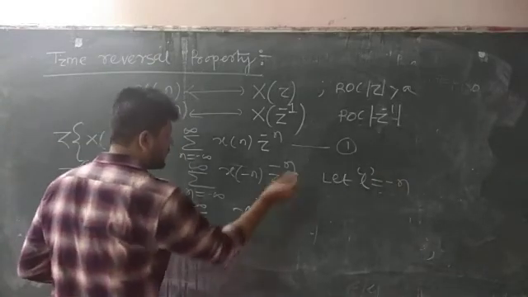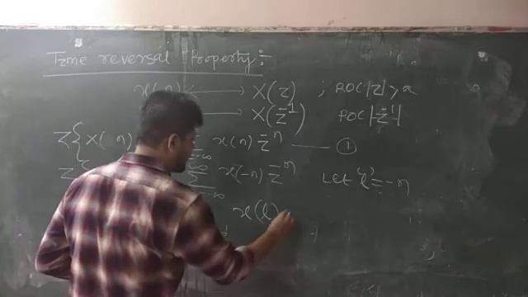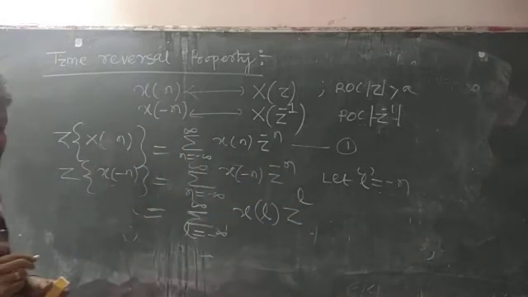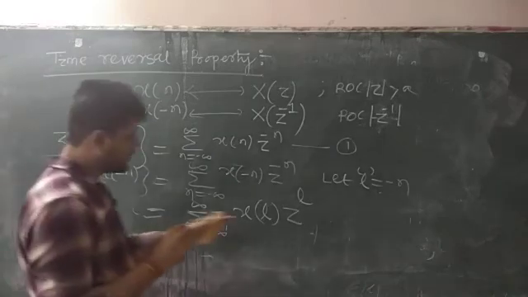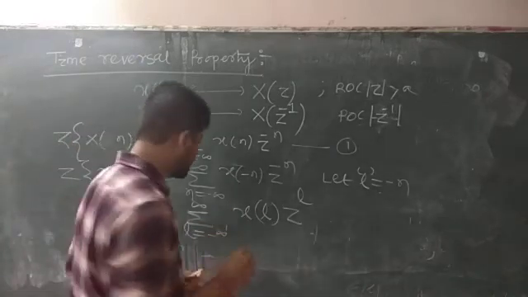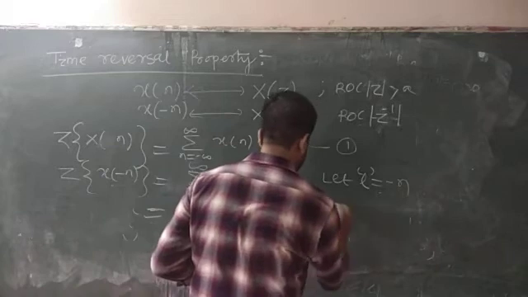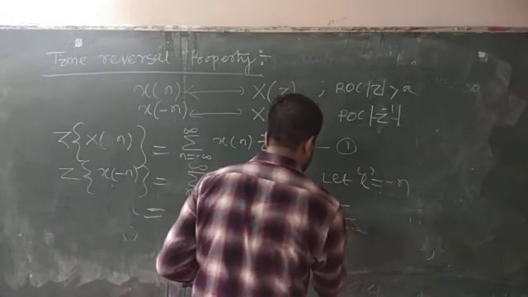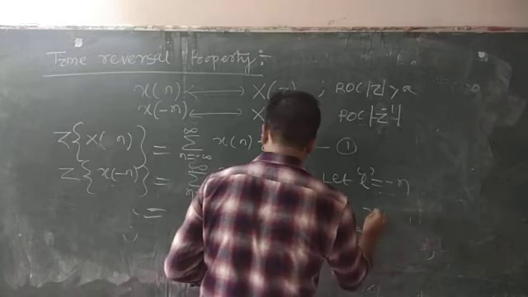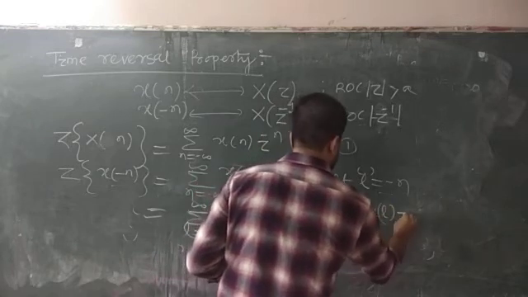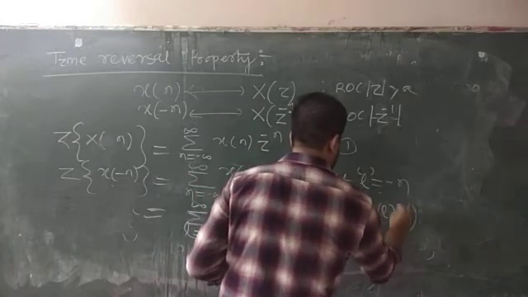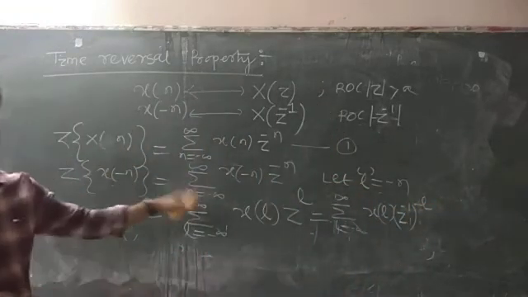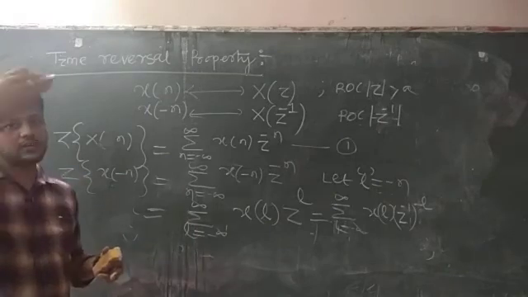Then in place of minus n we have x of L z to the power L. Now this z to the power L, in the summation from L equal to minus infinity to infinity, can be written as x of L times z inverse whole to the power minus L. Z to the power L can be written as z to the power minus 1, raised to minus L.